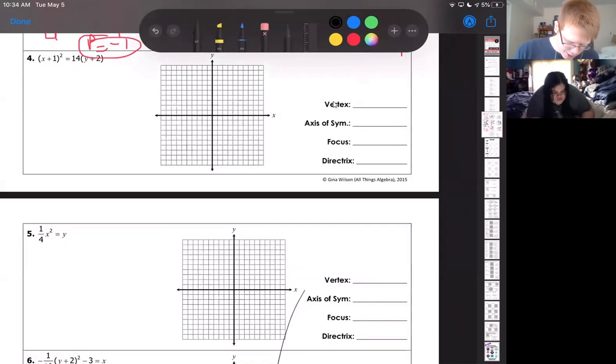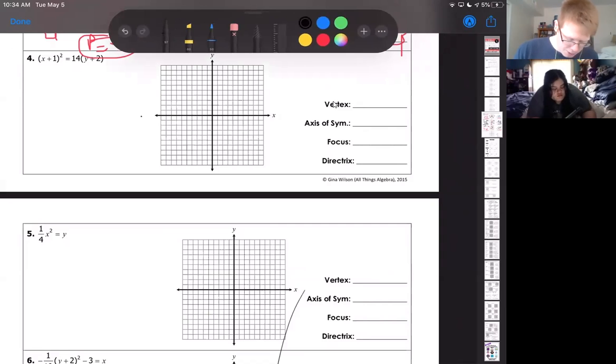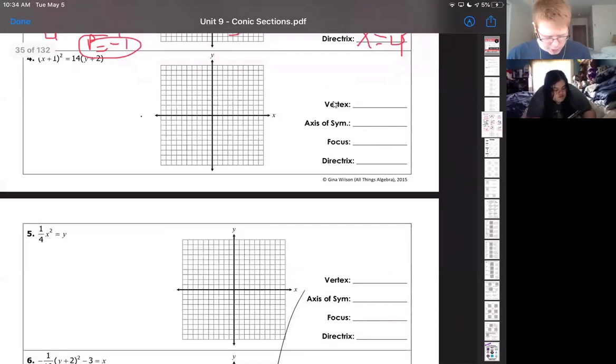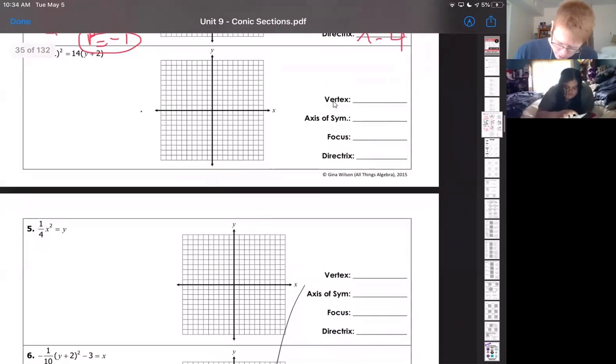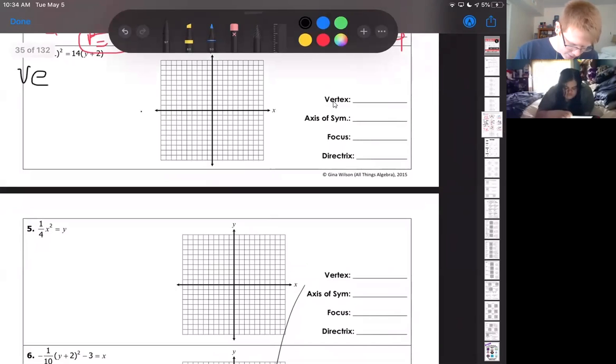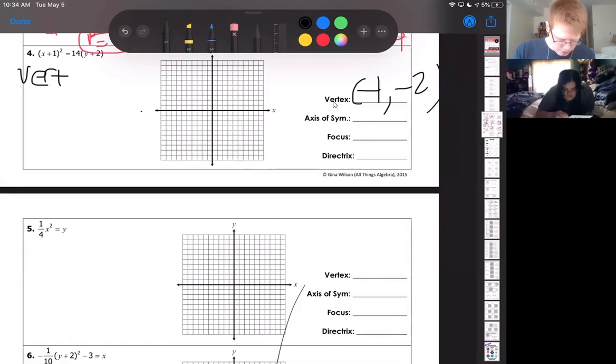If it's not given to you in a nice form, which a lot of times you probably won't be given, look at which variable's squared first. Our x part's the part that's being squared, so this is going to be a vertical parabola. To get your vertex, look at what's with your x. That'd be -1. What's with your y? -2, because it's the opposite. It's kind of like when you pull out a center or vertexes of different things we've seen this year, like pulling out your h and your k.